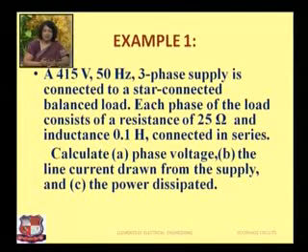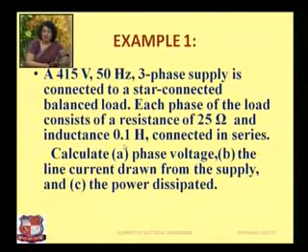Now again we will read what the given things are. 415 volt means supply voltage, that is, line voltage is given. 50 Hz frequency is given, so I can find out the value of inductive reactance. Inductance is 0.1 Henry here. So from 0.1 Henry, the formula for X_L is 2πfL.